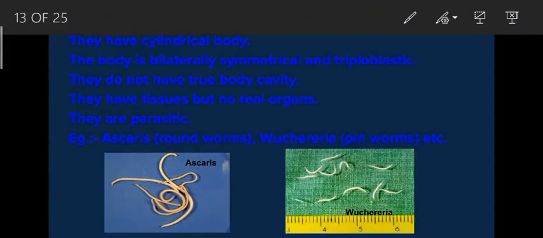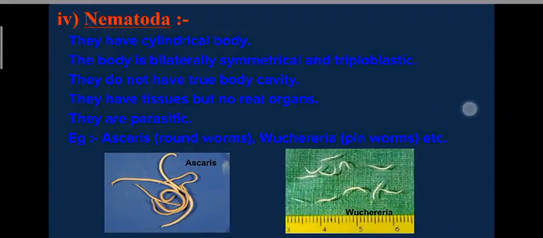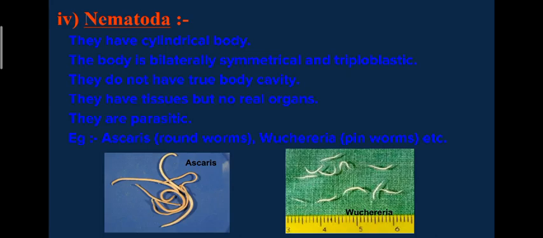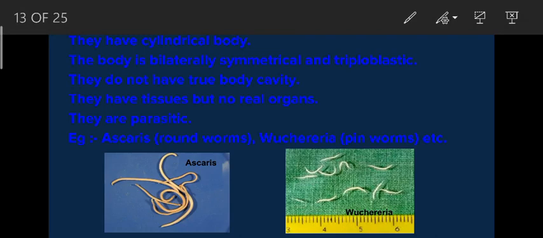So hello friends, welcome back to the new phylum, Nematoda. Now Nematoda, these are also called as aschelminths, and in common language these are also called as roundworms. Why these are called roundworms? Because these appear round in their cross section, hence these are also called as roundworms.